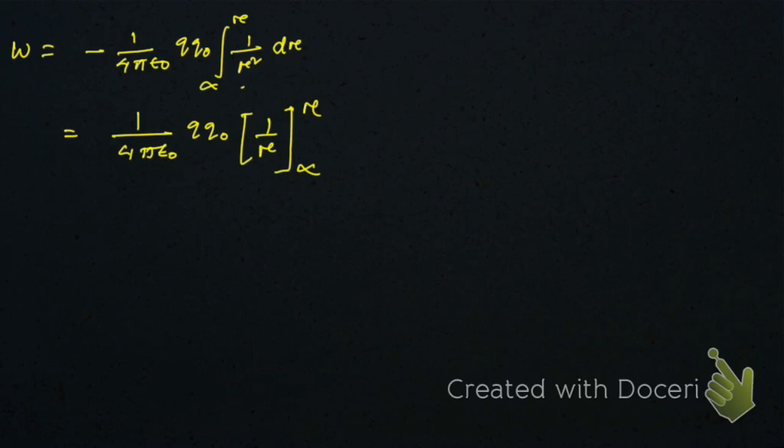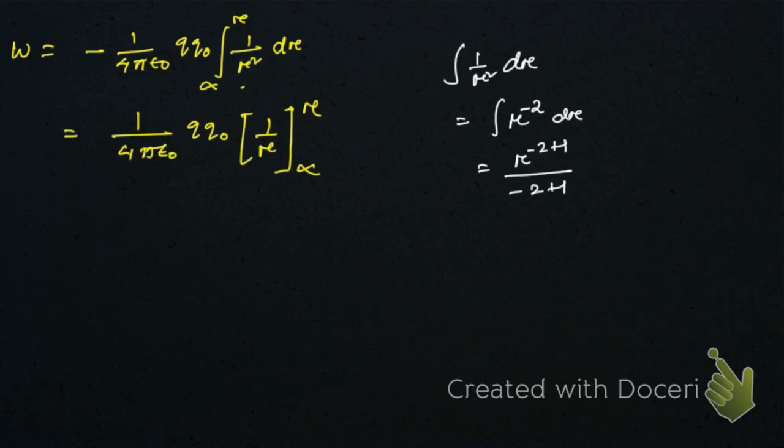Now you see, if you haven't understood, then let me show you. 1 by r square dr, 1 by r square can be considered as r to the power minus 2 dr, so it will be r to the power minus 2 plus 1 by minus 2 plus 1. Sorry, here dr should not be written after integration. That will be r to the power minus 1 by minus 1, that's minus 1 by r, right? So because of this minus and this minus, that's going to be plus, right?